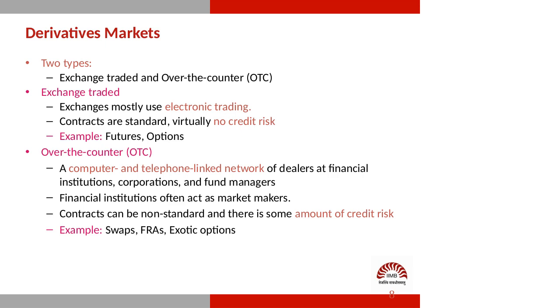Exchanges predominantly use electronic trading, and therefore there is no physical trading that typically happens. Contracts are standardized; they are very, very standard contracts, and there is virtually zero credit risk. What do I mean by virtually zero credit risk? Basically, if by chance one of the counterparties defaults, the exchange steps in and protects the other counterparty.